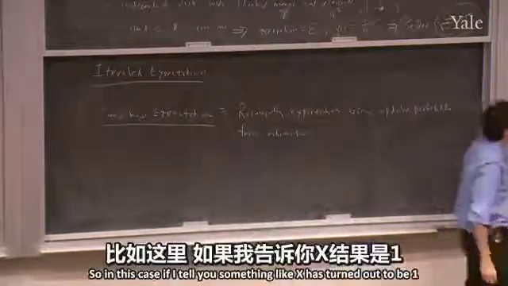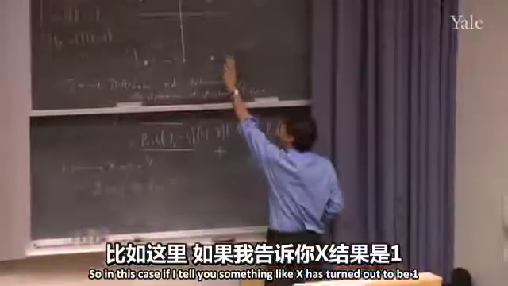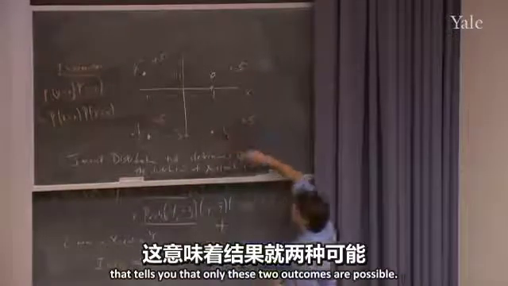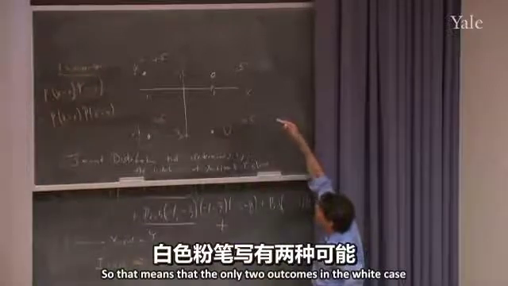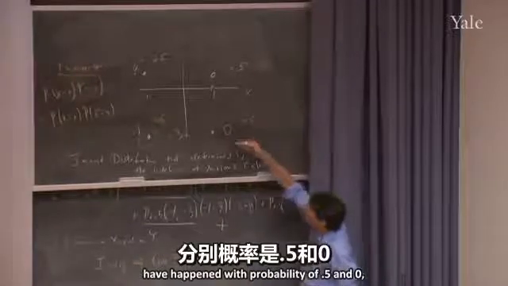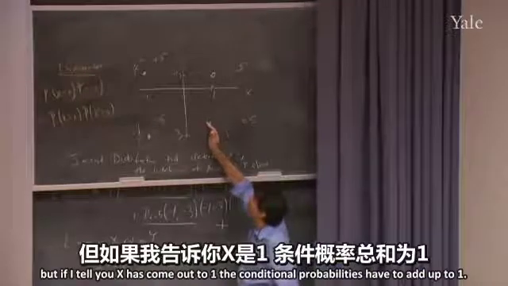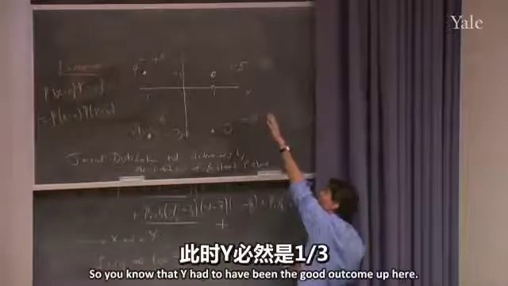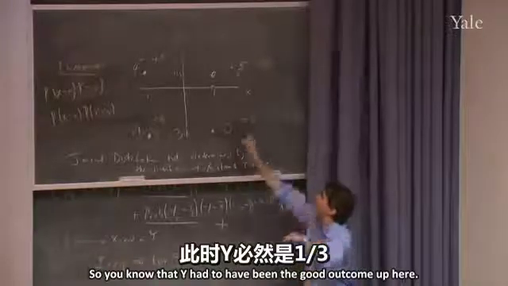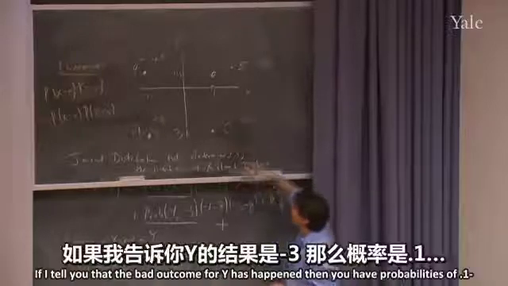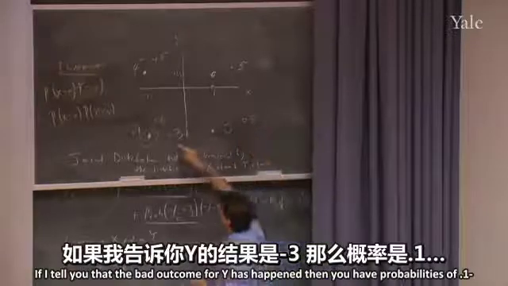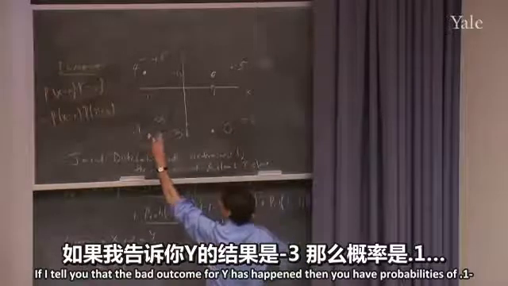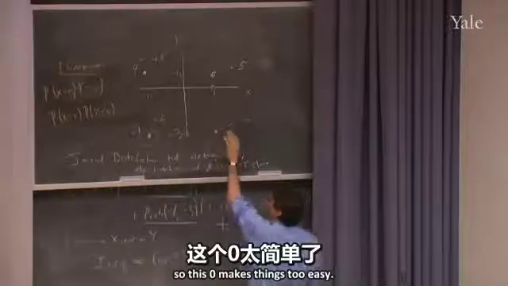Now, you've probably done this in high school, so I'm just going to assume you know how to do this. So in this case, if I tell you something like x has turned out to be 1, that tells you that only these two outcomes are possible. So that means that the only two outcomes in the white case have happened with probability 0.5 and 0. But if I tell you x has come out to 1, the conditional probabilities have to add up to 1. So you just scale things up. So you know that y had to have been the good outcome up here. If I tell you that the bad outcome for y has happened, then you have probabilities of x of 0.1. The 0 makes things too easy.